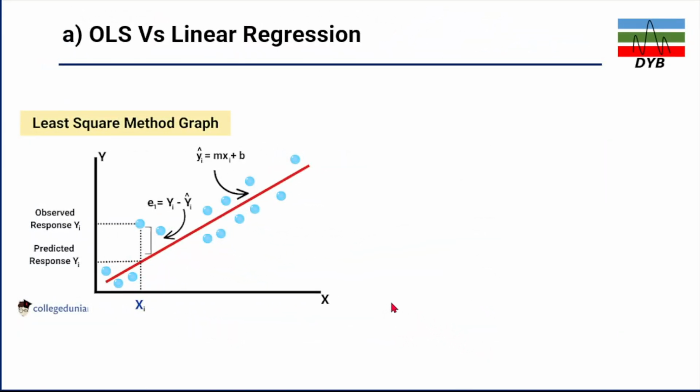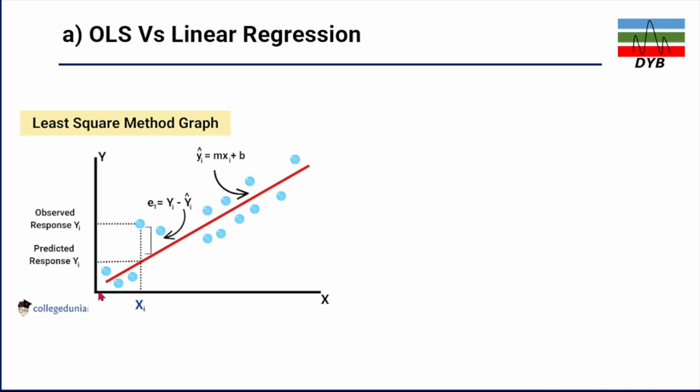Another representation of the difference between OLS and linear regression, which we are going to discuss in the next type of regression. In the least square method, you have the data points, let's say these ones. So you pass the linear regression, which is this red line.